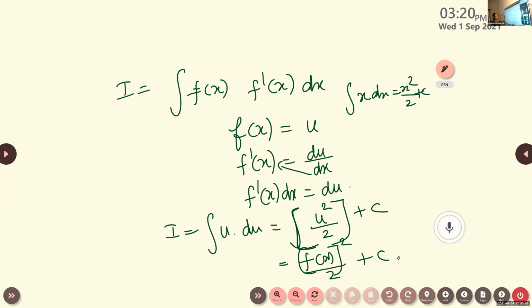Is it clear? Is it okay, children? If one function is there, its derivative will be close to it. If the derivative is there, you name the function. First, you have to identify the function, and then you have to write like this.